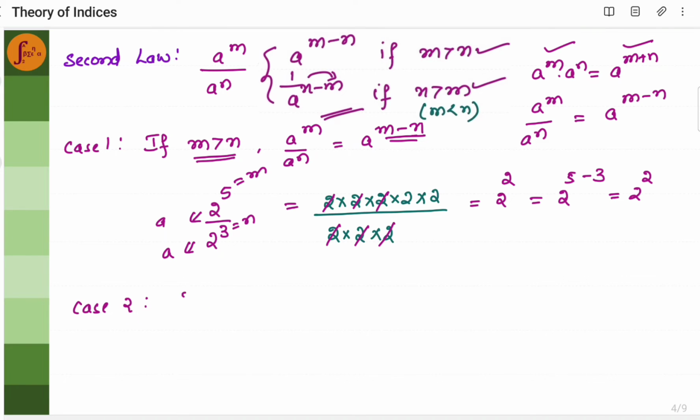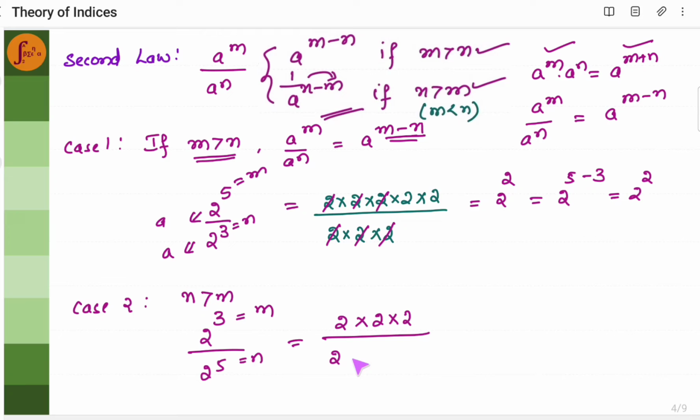Case 2 is n greater than m. So let's choose m to be 3 and n to be 5. Let's reverse it. Now n is greater than m. Now I'll write 2 into 2, 3 times, and here I should write it 5 times. Now, if I cancel, what am I left with? I'm left with 1 by 2 to the power 2.